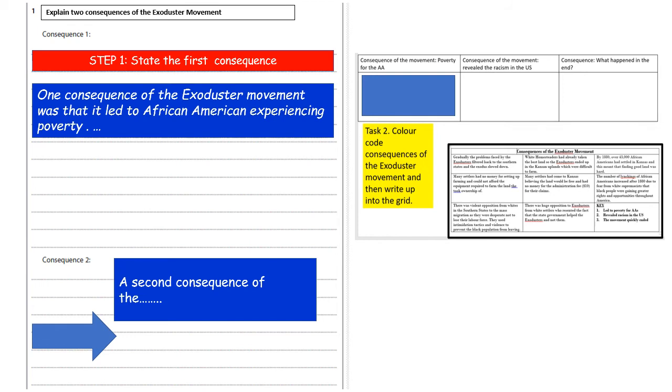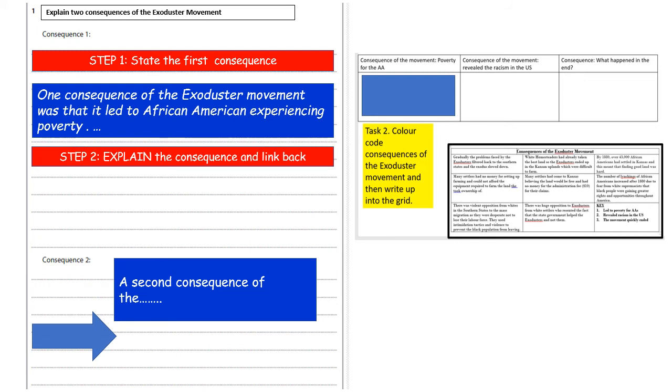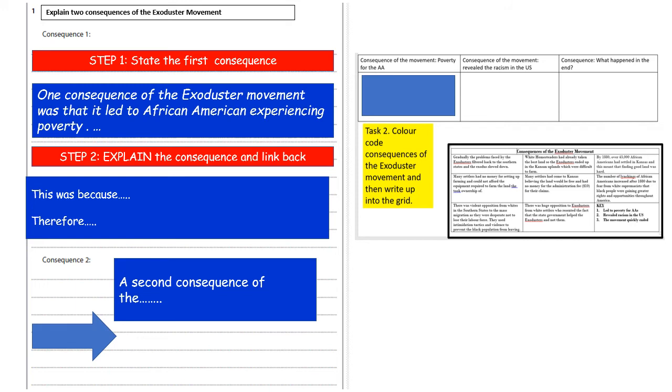So I would start with a clear statement to the examiner. One consequence of the Exoduster movement was that it led to African Americans experiencing poverty. Once I've made that statement, I can start to move to step 2, where I can explain the consequence, supporting it with my own knowledge, and I can link back. So words and phrases and connectives I might use: this was because, and then I can pull out my evidence about why African Americans faced poverty when they moved to the West.